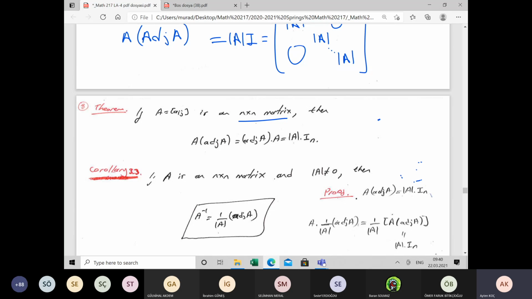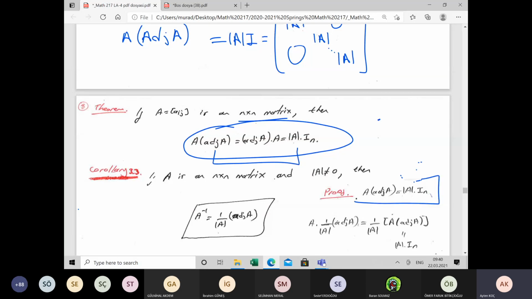And we know the previous theorem here. Take this one, for example, and this one. If the determinant of A is not zero, then 1 over the determinant of A is a scalar, so we multiply both sides by 1 over the determinant of A. So the left side is this one.